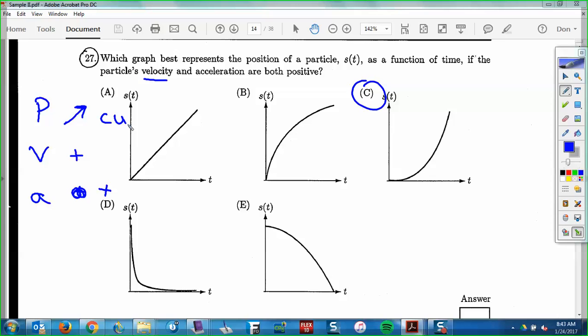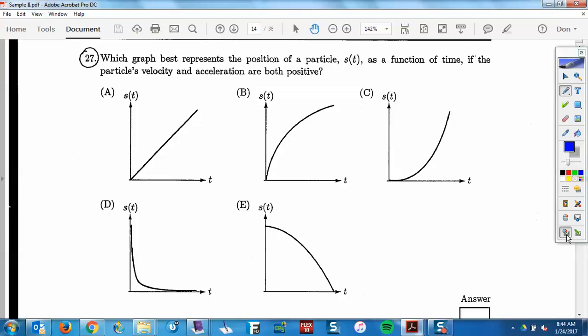So the only one of those that's increasing and concave up. Or you can just think it through and say, okay, if velocity is positive, it's going in the positive direction, and if the acceleration is positive, it's increasing its velocity. And so it's going faster and faster and faster. You just think your way through it there. But you could also do it with the calculator.